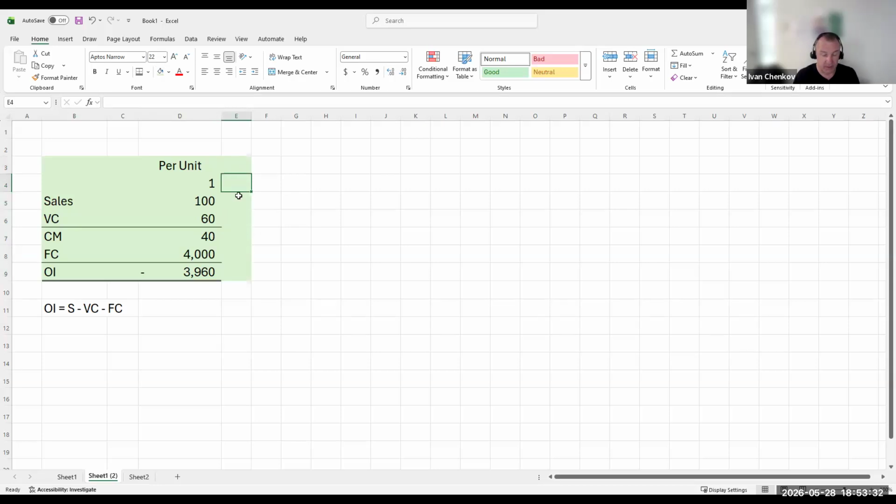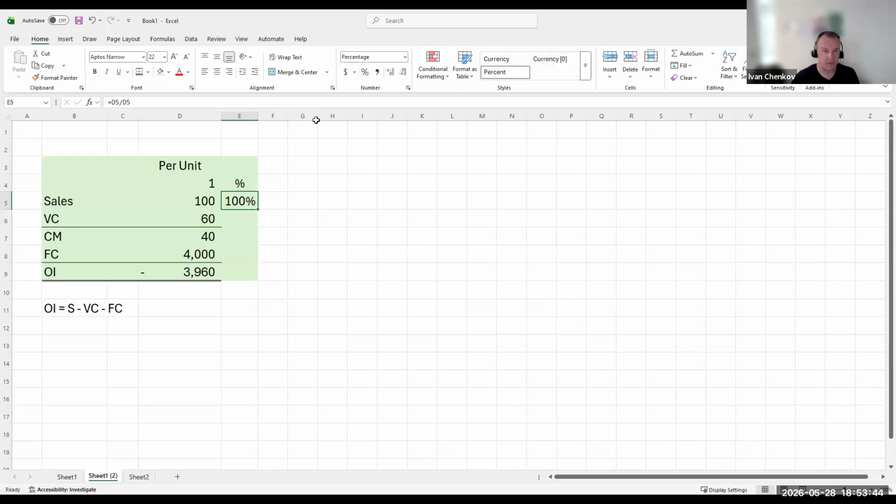Now, if you have to express everything as a percentage, sales as a percentage is always going to be 100%. Sales divided by sales is going to be 1, as a percentage, always 100. Now, the question is, what's the variable cost as a percentage of sales? We can get the variable cost divided by sales, and we're going to see how much that percentage is. In our case, it is 60%.